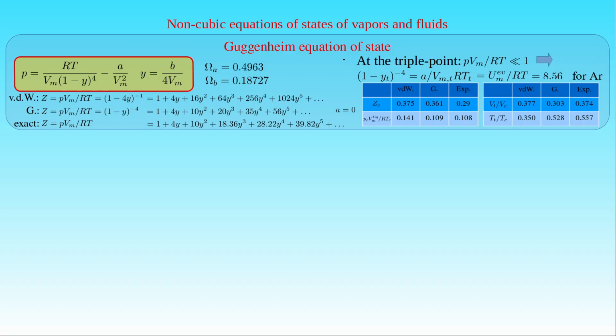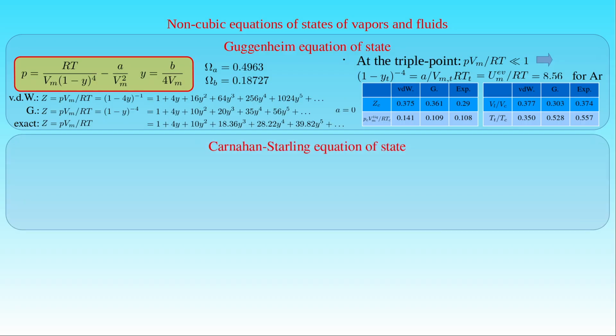However, the ratio of the temperature at the triple point to the critical temperature is equal to 0.528 for the Guggenheim equation, which is very close to the measured value 0.557, in comparison with the value 0.350 predicted by the van der Waals equation. The next non-cubic equation of state was introduced by Carnahan and Starling in 1969 with the aim to improve the model of the hard sphere interactions in real gases and fluids.